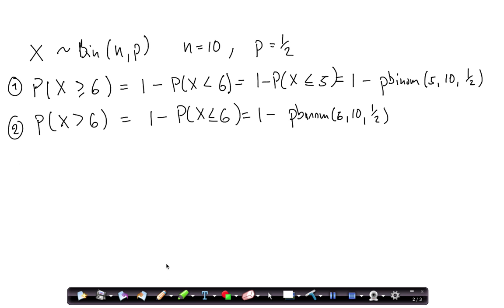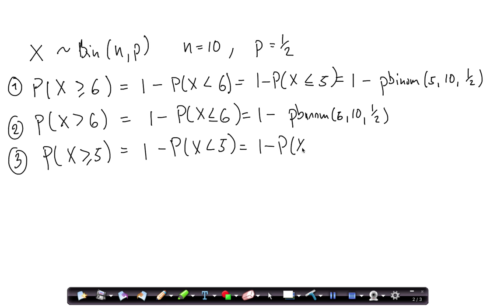So the third question is formulated like this. P of x should be more than or equal to 5. That is 1 minus P of x less than 5, which is 1 minus P of x less than or equal to 4. So 1 minus pbinom of 4, 10, and a half.